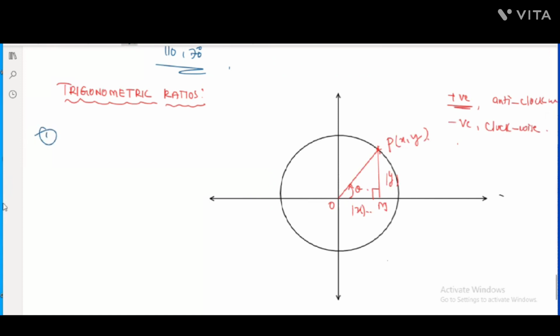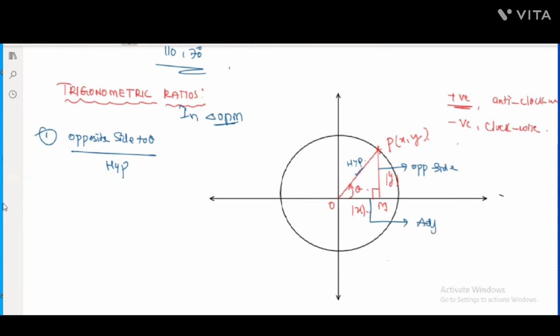Let's see the first one: the side opposite to theta by hypotenuse. In triangle OPM, which is a right angle triangle, this is called the hypotenuse. The hypotenuse is always the side opposite to the right angle, the side opposite to our angle is the opposite side, and the side adjacent to our angle is the adjacent side.